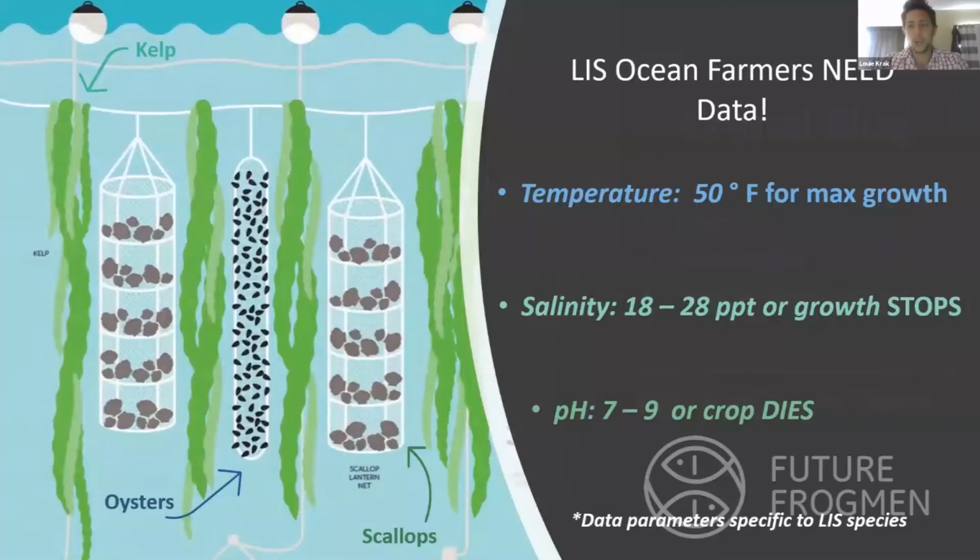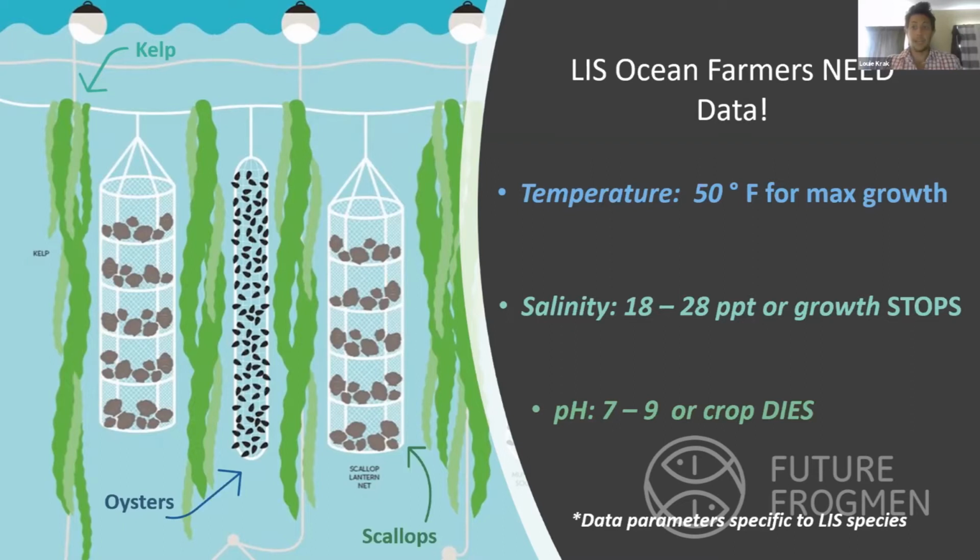So why should you care about ocean data? What is ocean data? So here I have listed just 3 very basic data parameters, data measures that ocean farmers need to know about and need to be cognizant of on a daily basis. For one, temperature. There's optimal growth temperatures for seaweed, for kelp, for example. Also salinity. Your shellfish are going to not grow as much. Your seaweed is going to stop growing if salinity is disturbed. Also, if pH falls out of range, your crops may flat out die.